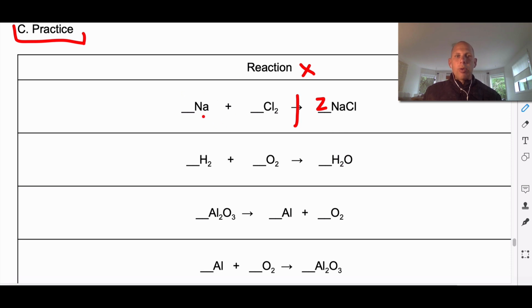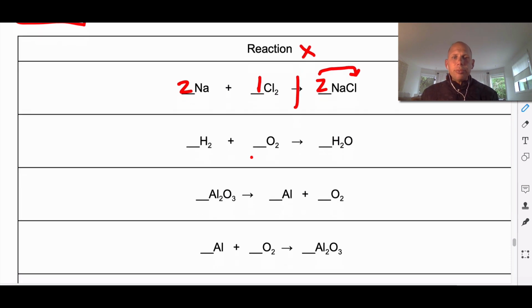How many Na's here? 1. How many Na's here? 2. Okay, so now I got to put a 2 there. Now I got to start over. How many Na's here? 2. How many Na's here? 2. How many Cl's here? 1. How many Cl's here? 2. And a lot of people get stuck right there because they forget to count that 2. Okay, so that means that now we're balanced. 2 Na's, 2 Na's, 2 Cl's, 2 Cl's. Okay, so oftentimes I'll put a 1 there just to seal the deal.